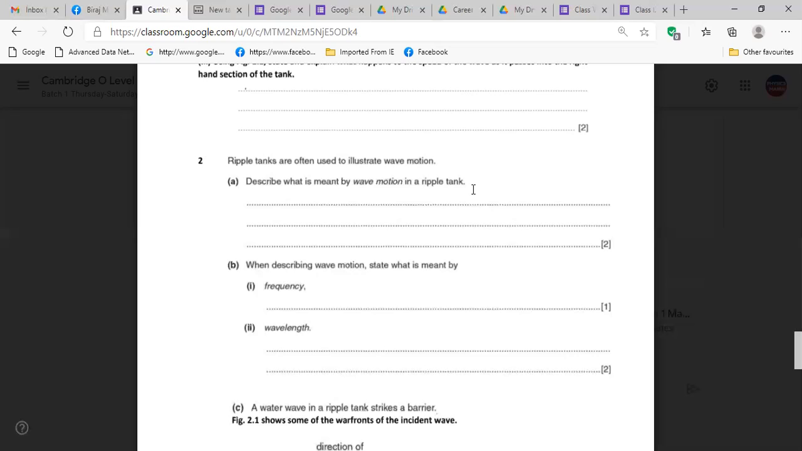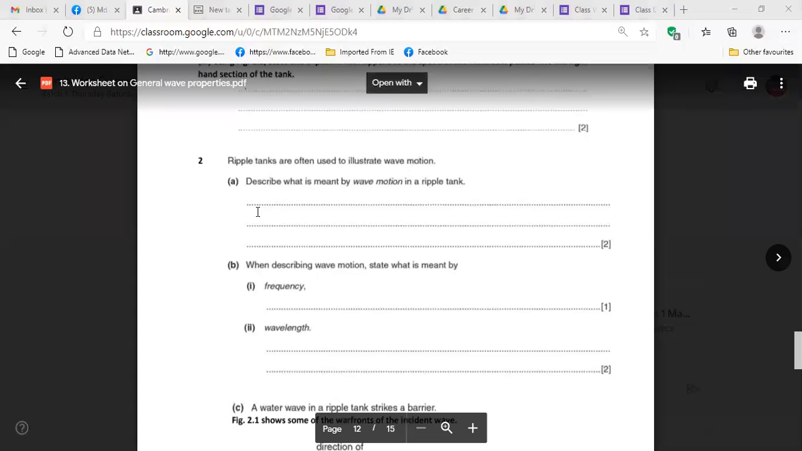So we write the energy transfer in transverse mode and without transferring matter. I'm writing here, you also write: wave motion in ripple tank is the transfer of energy in transverse mode. You write transverse mode.